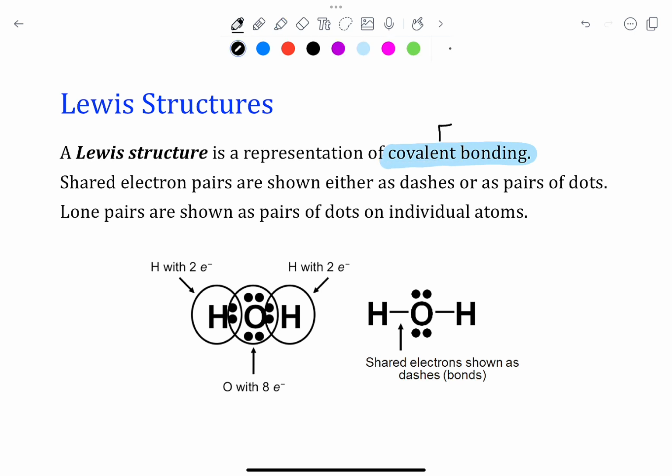So this will be 2 or more nonmetals. We don't have Lewis structures for ionic compounds because they're not actually forming a bond. A bond occurs when there is electrons being shared. If the electrons are not being shared, then there's no bond being formed.